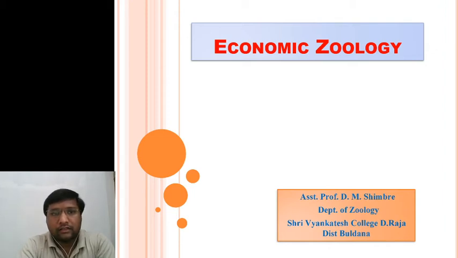Hello everyone. In the last video we discussed the syllabus of semester 5, that is animal physiology and economic zoology. There are 4 units of animal physiology and 2 units of economic zoology, unit number 5 and unit number 6. Now we will start with unit number 5, which is a part of economic zoology.